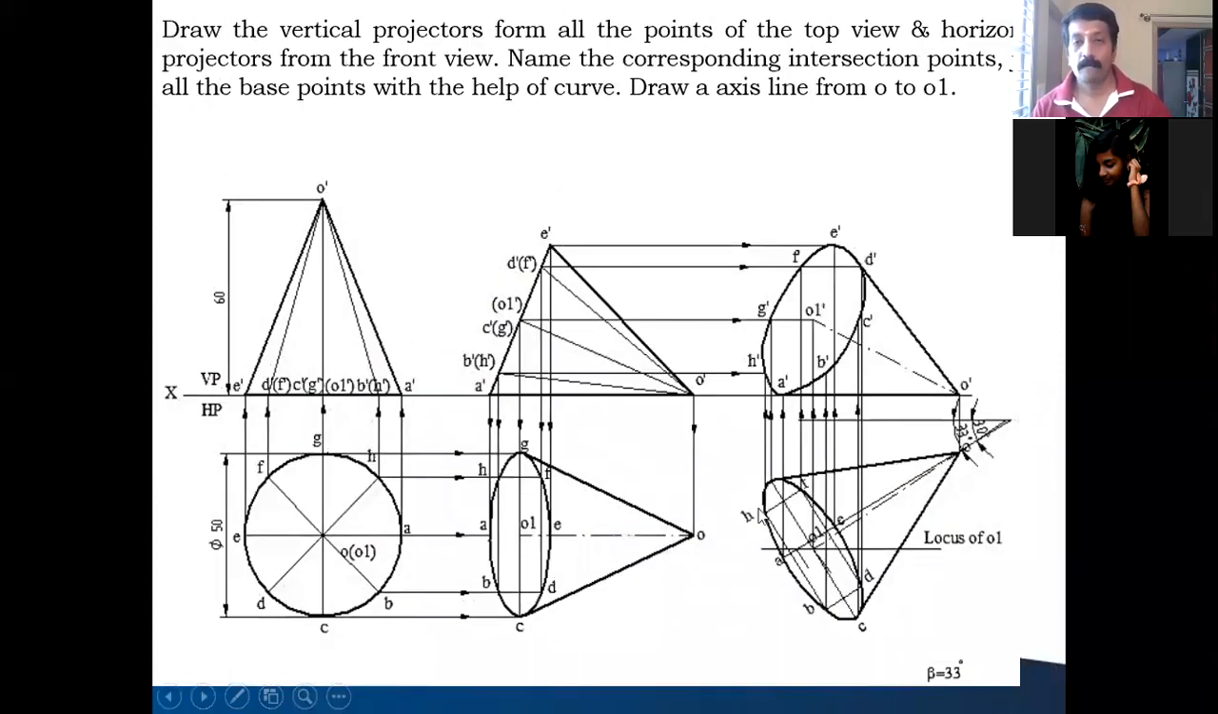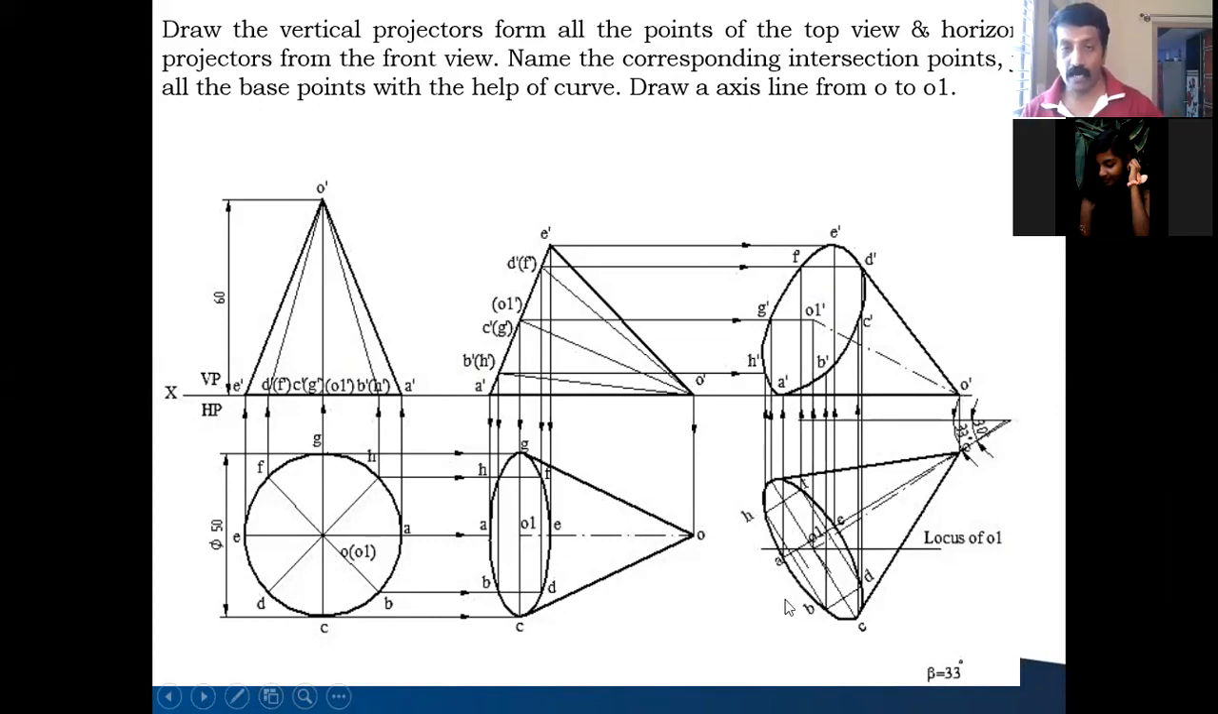Coming to the front view, you have to draw the vertical projectors from all the points like this. Total 10 points you will get, and draw the horizontal projectors also from here. Coincide the points: A dash, this is A dash, B dash, this is B dash, C dash, this is C dash, D dash, this is D dash, E dash, F dash, G dash, H dash, base point O1 dash, apex point O dash, this is O dash.